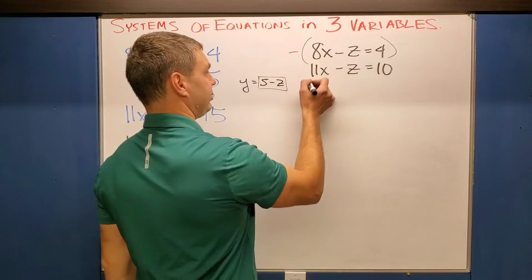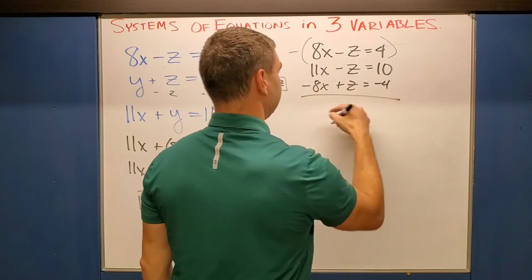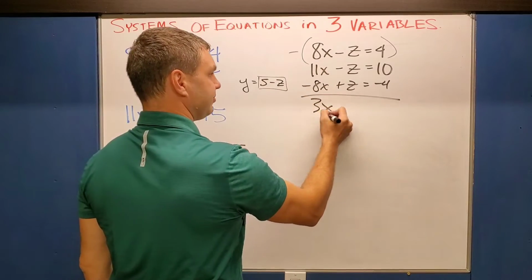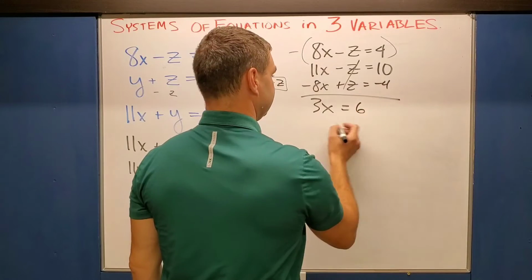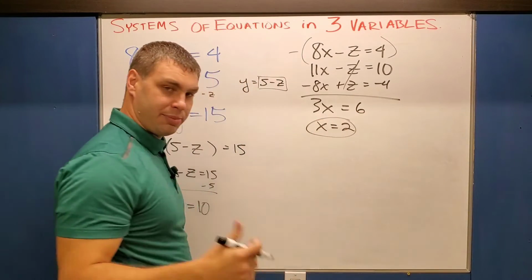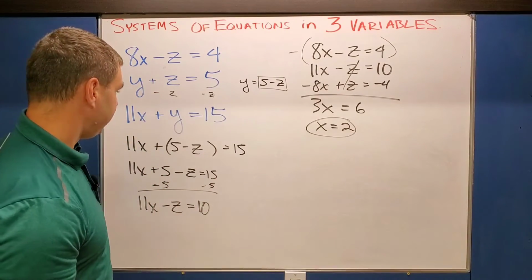So if I do that here, this is now -8x plus z equals -4. And if I combine those 2 bottom ones together, this is gonna be 3x. Those cancel, which is good. And then 10 minus 4, of course, is 6. If I divide both sides by 3, x equals 2. Perfect, I got one of my 3 variables. I got x. Let's maybe try to find another one.